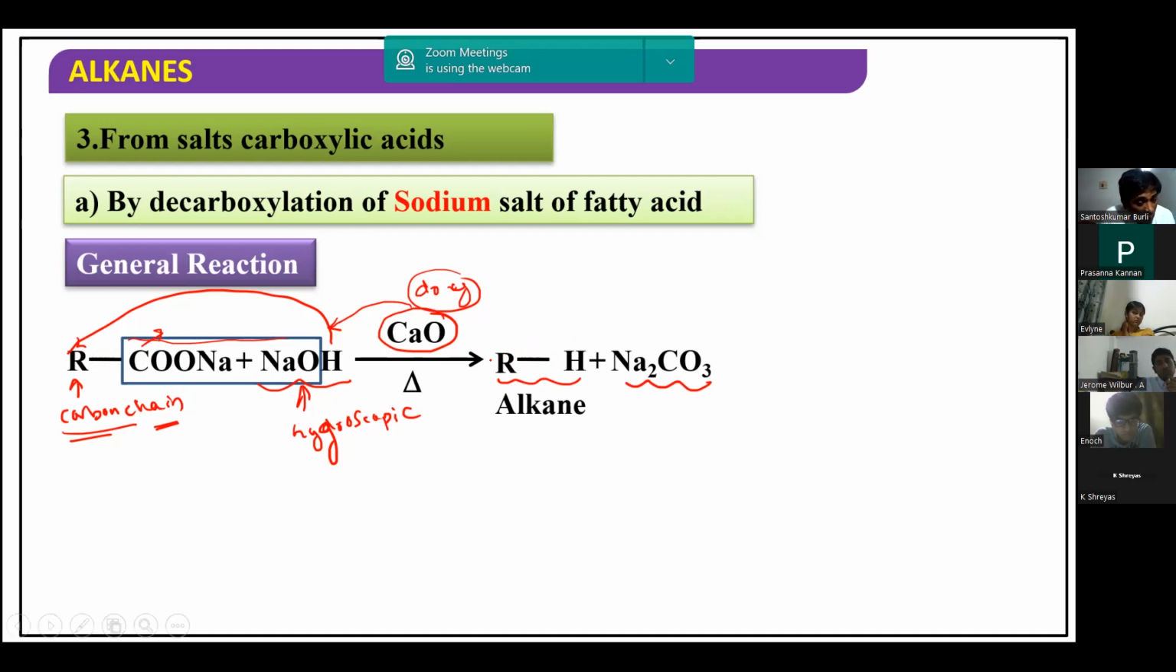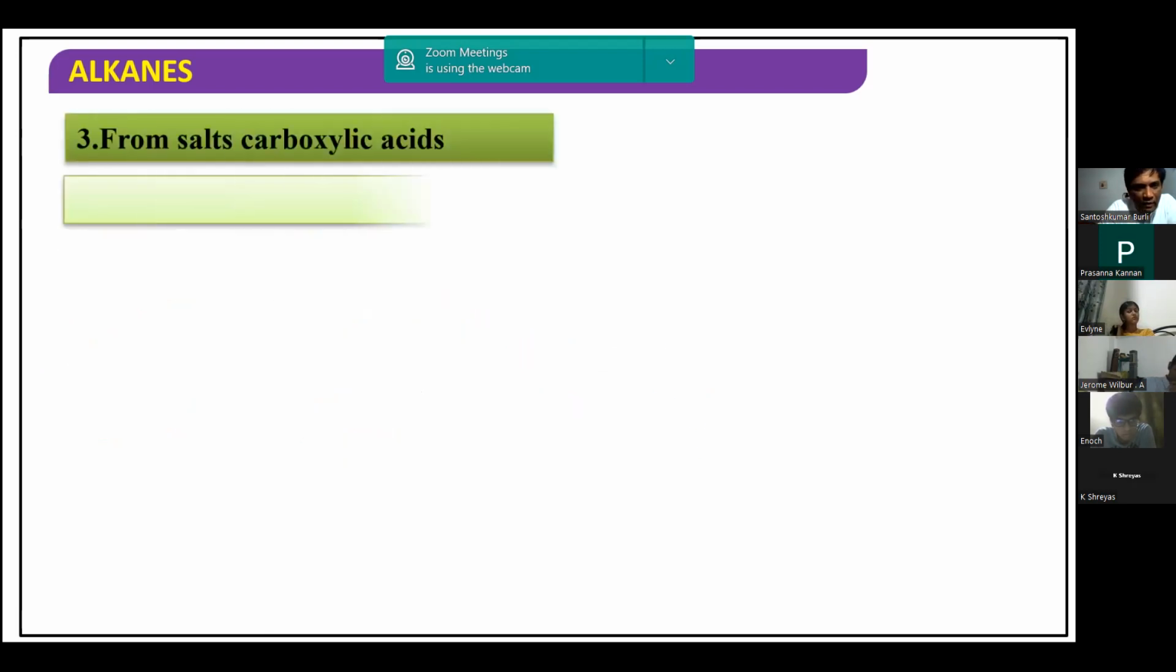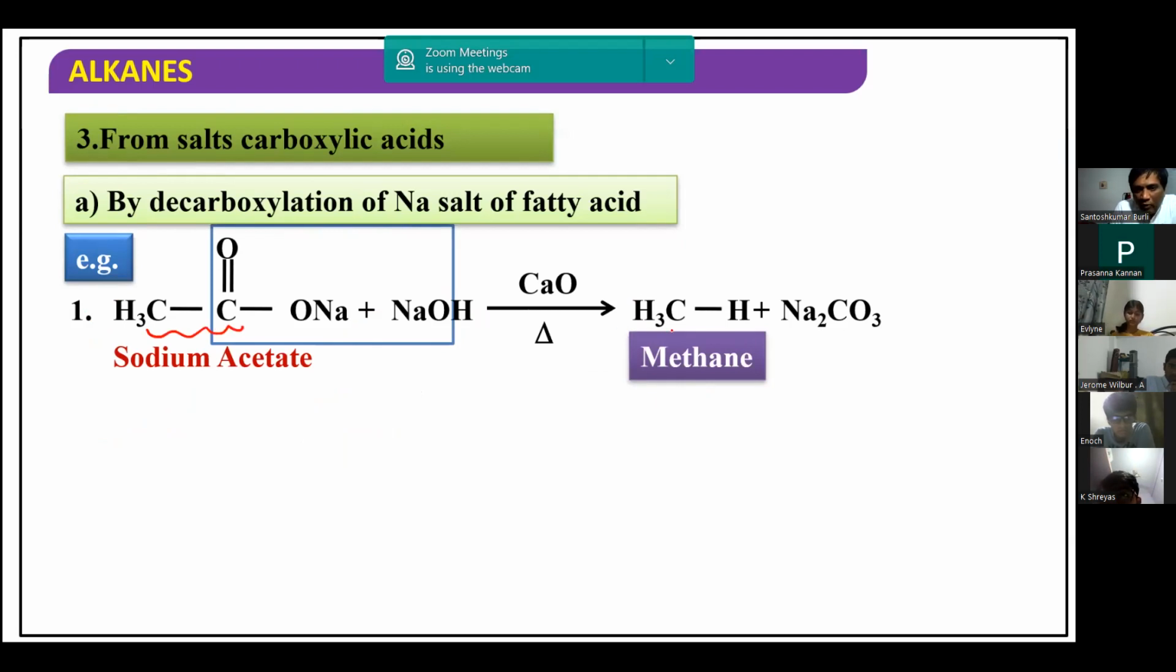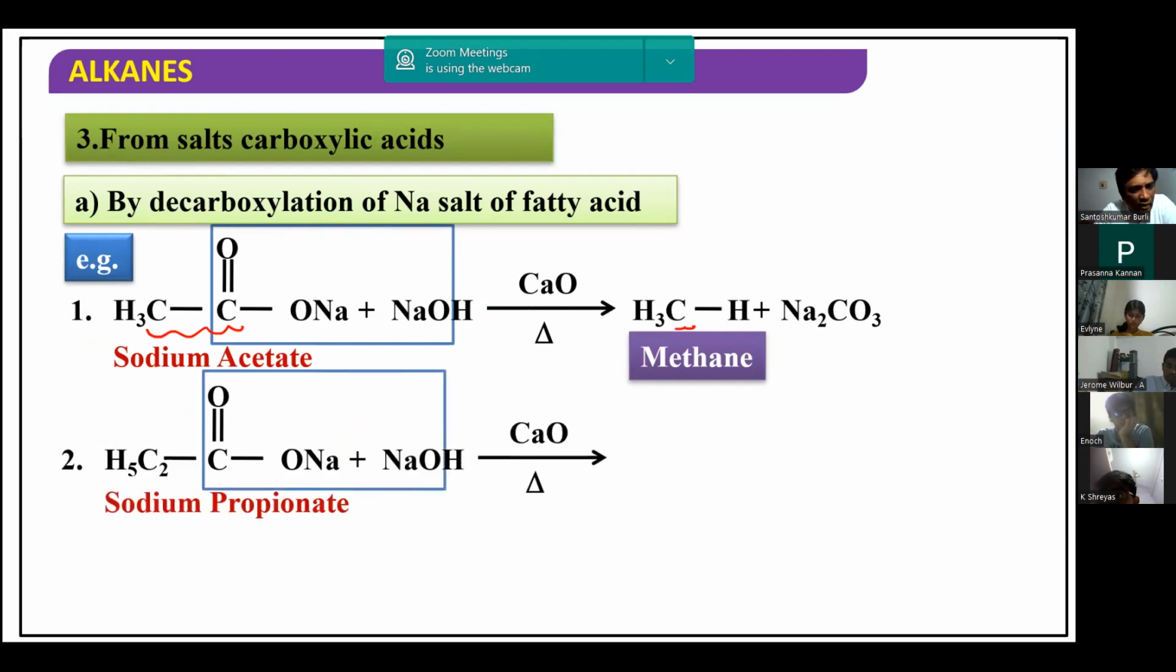What is the product obtained? Different reactions may be given. Let me take one example. You can observe in this example, it has two carbon atoms and the product has only one carbon atom, methane. So methane can be prepared from this method. In another case, there are three carbon atoms in the carboxylic acid, whereas the product has only two carbon atoms, which is ethane. So you obtain an alkane with one less carbon atom when decarboxylation is done with soda lime.